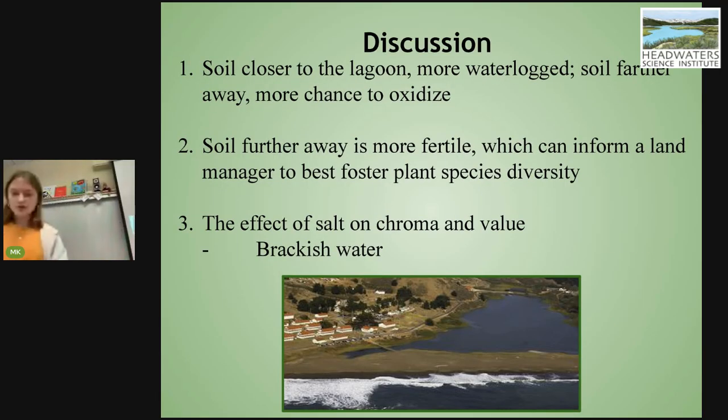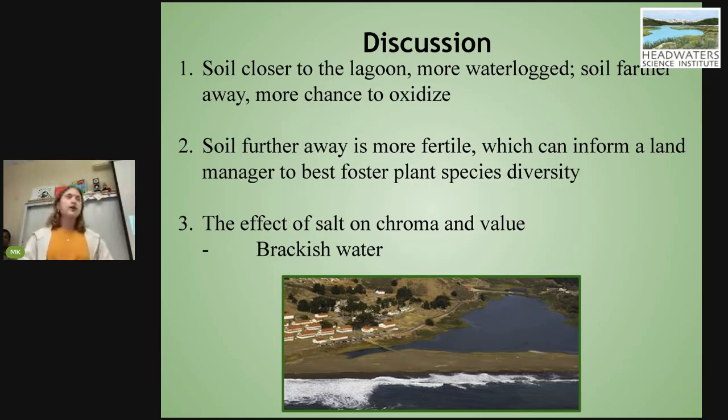Okay, so, more in the discussion. It makes sense why soil close to the lagoon is more waterlogged. Its chroma would be a lower, less oxidized and waterlogged number. And soil further away from the lagoon is less waterlogged, meaning it can oxidize better, it can drain better, and it's more efficient and better for the organic matter composition in that soil. So the soil further away would have both a higher chroma number and a lower value number.